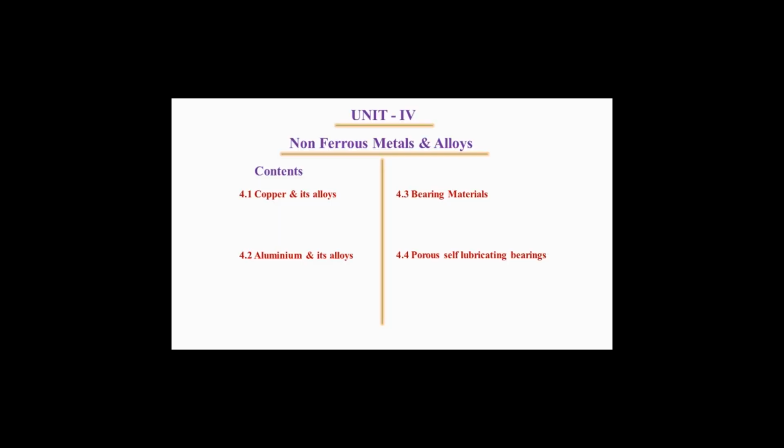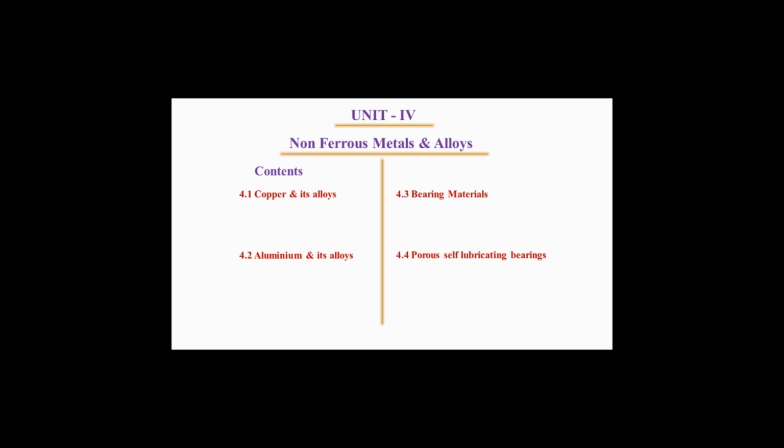So let's begin. As we are seeing on the screen, Unit 4 is non-ferrous metals and alloys. Let us see the contents. The first is copper and its alloys, the second is aluminum and its alloys, the third is bearing materials, and the fourth is porous self-lubricating bearings. All of these come under the category of non-ferrous metals and alloys.